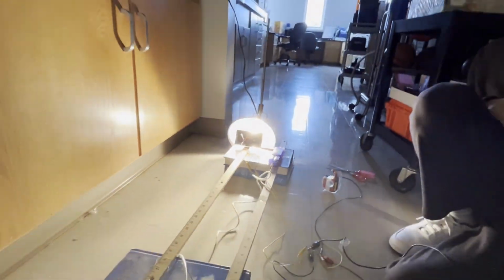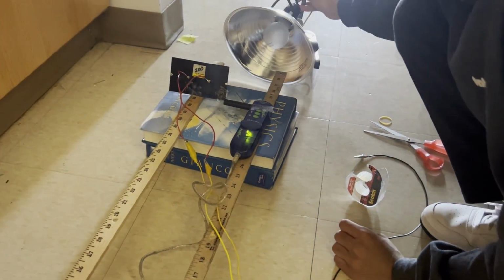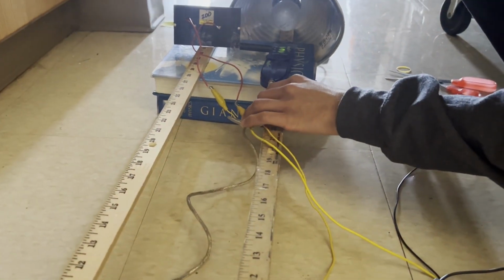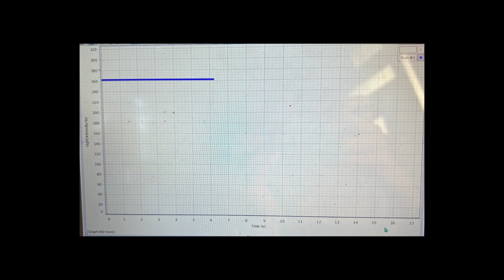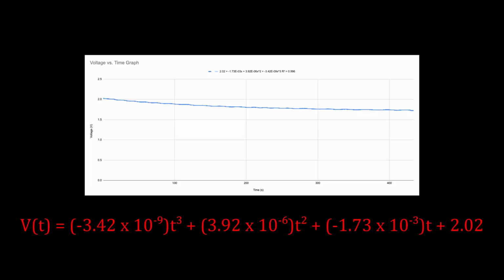And here you can see our lamp is on and we're collecting data. And then we move the lamp over to the sensor to calculate the light intensity. We use the ammeter and voltmeter to receive the following data for voltage versus time and current versus time. We also use the light sensor to obtain the value of the light intensity in our experiment.